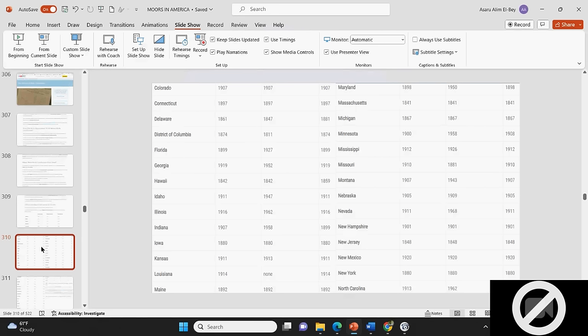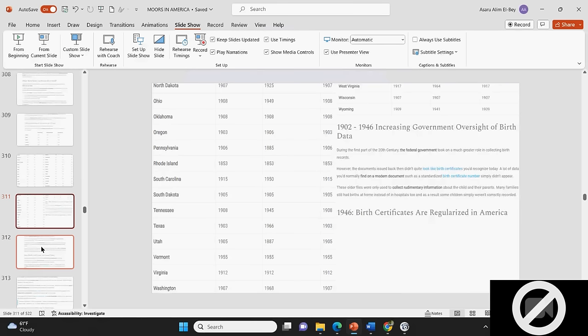All right, remember this about New York, 1880. Remember this about North Carolina, 1913. All right. Louisiana, 1914. New York, 1880. North Carolina, 1913. Remember those dates.